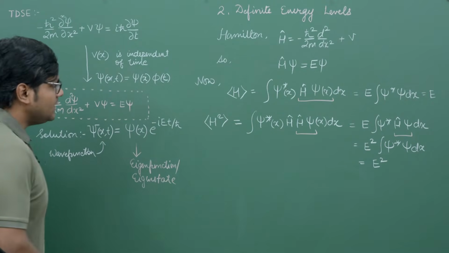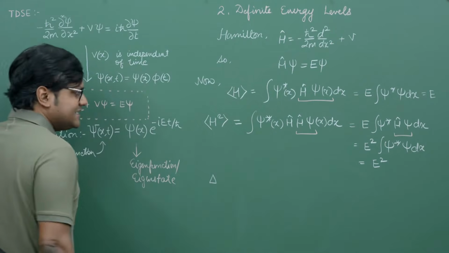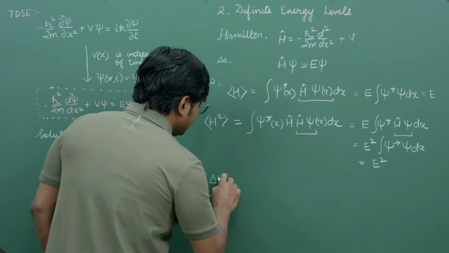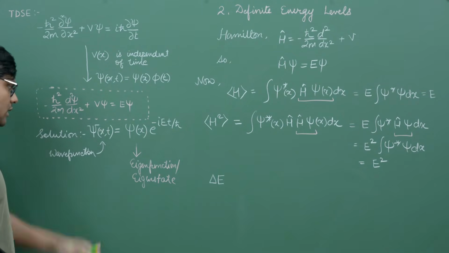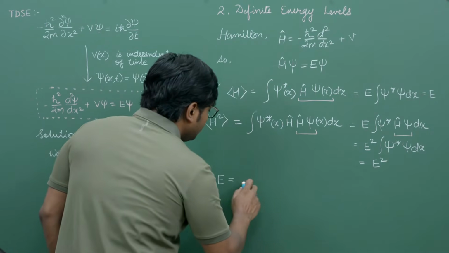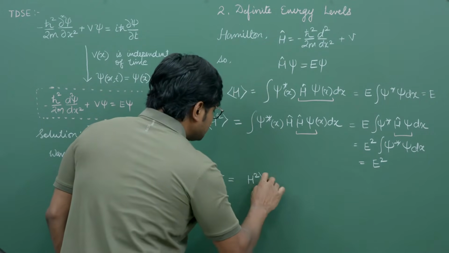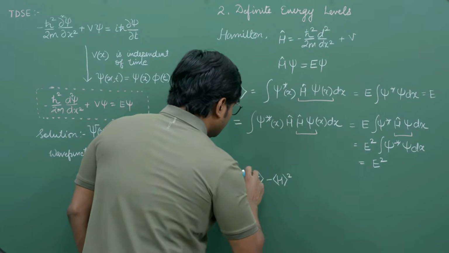Now what I wanted to find out was del E, which, if you look at it in terms of a statistical system, is the standard deviation, the spread of the energy. So this comes out to be the square root of the expectation value of H squared minus the square of the expectation value of H.